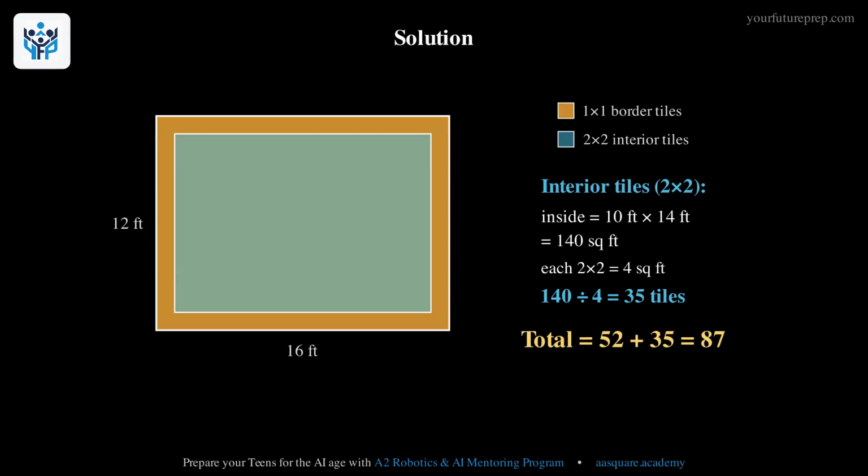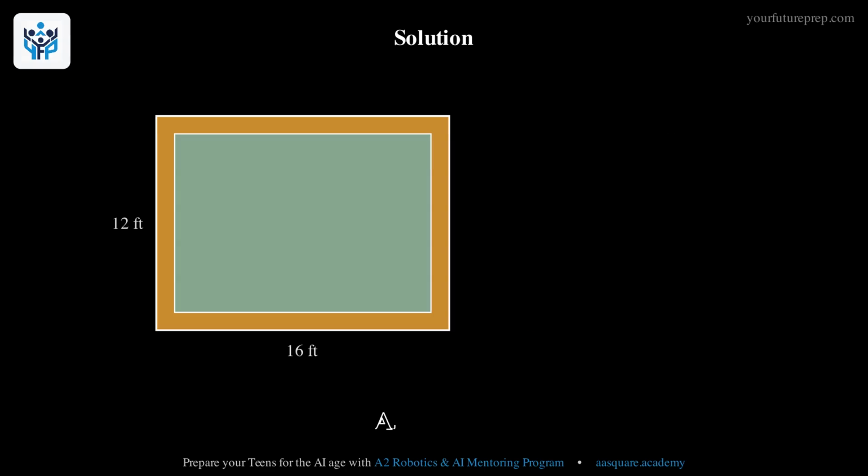Adding them up, 52 border tiles plus 35 interior tiles equals 87 tiles in total. The answer is 87. Choice B.